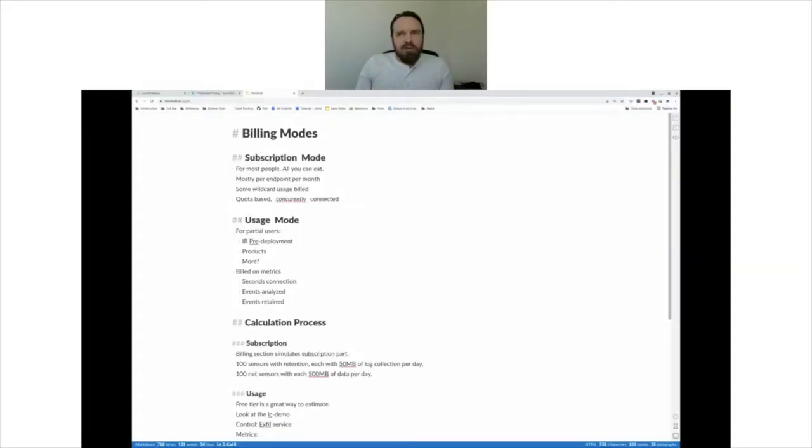The usage mode is the newcomer here. It's quite different, and it's really closer, when you think about it, to other cloud providers like AWS or Google Cloud or Azure, in that you are not built on this concept of I have one sensor and it's kind of connected, but you're really built on very specific metrics. There are three at the moment.